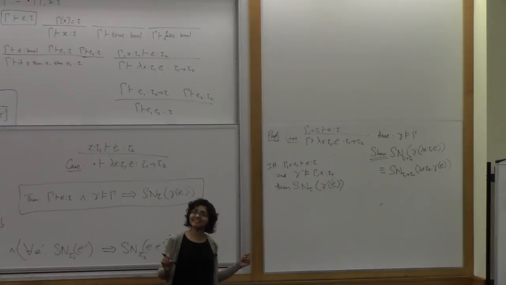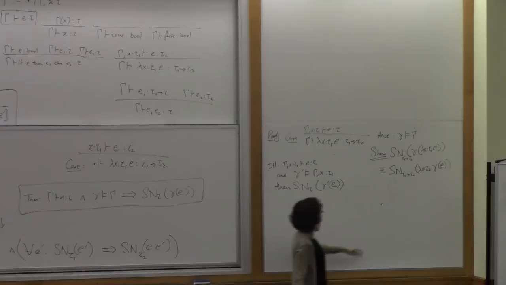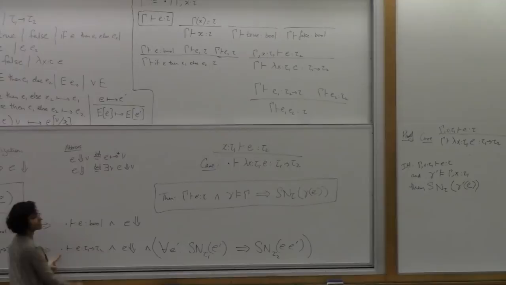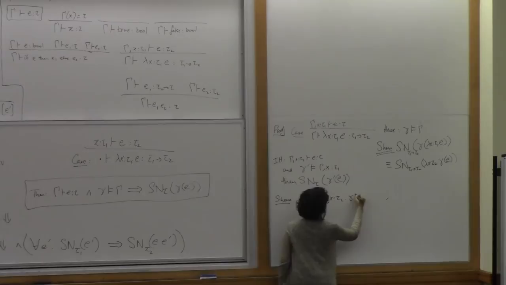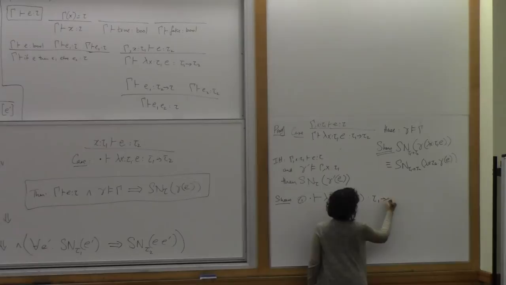Let's leave that statement up on the board, all right? And look at what we're trying to prove. What are we trying to prove? We're trying to prove that this lambda is in Sn tau 1 arrow tau 2. Oh, wait, so let's go look at the definition. We have to show three things. One is that lambda x colon tau 1 dot gamma e is closed and has the right type, which is tau 1 arrow tau 2.